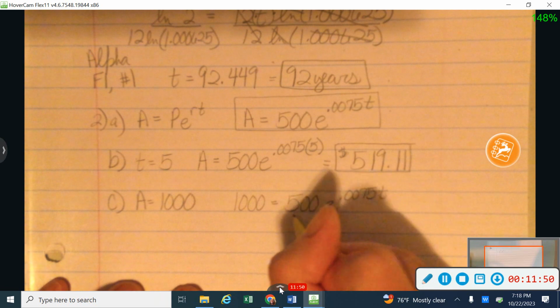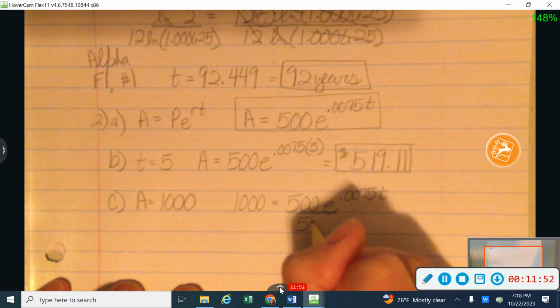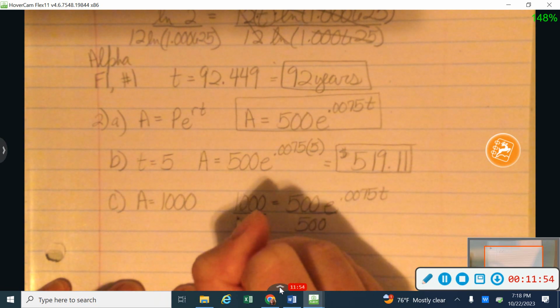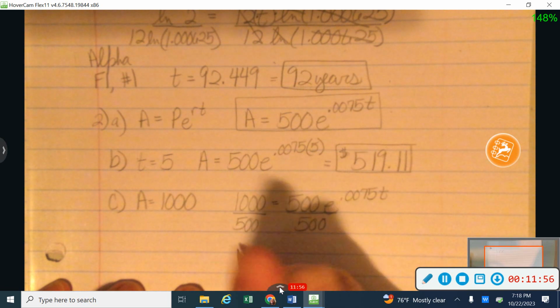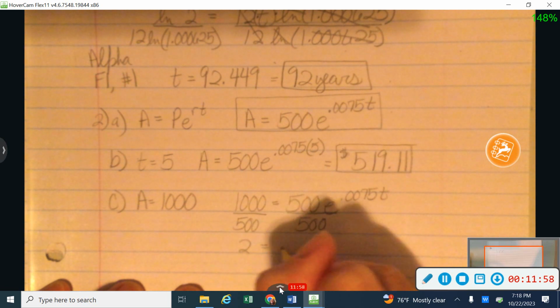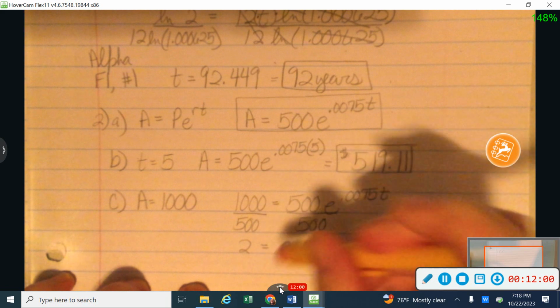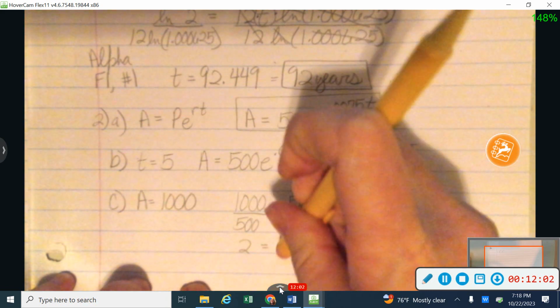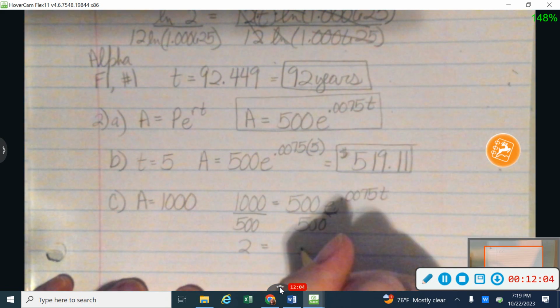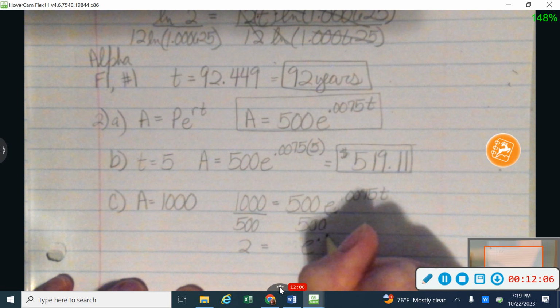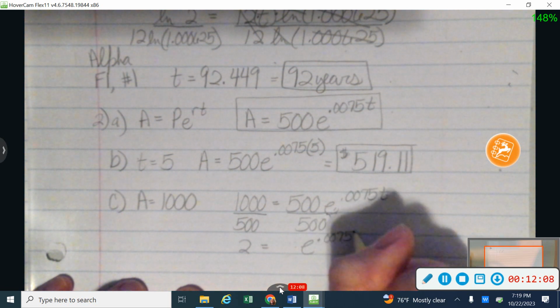All right, same process. I'm going to start by dividing over by my 500. Because I doubled, that should always give me a 2 over here. So that's going to give me E, let me leave a little bit of space right there, so E to the 0.0075 T power.